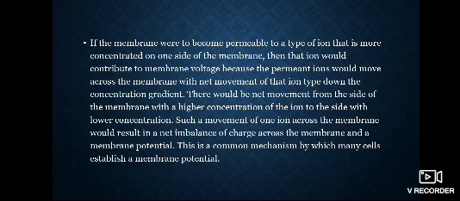There would be net movement from the side of the membrane with a higher concentration of the ion to the side with lower concentration. Such a movement of one ion across the membrane would result in a net imbalance of charge across the membrane and a membrane potential. This is a common mechanism by which many cells establish a membrane potential.